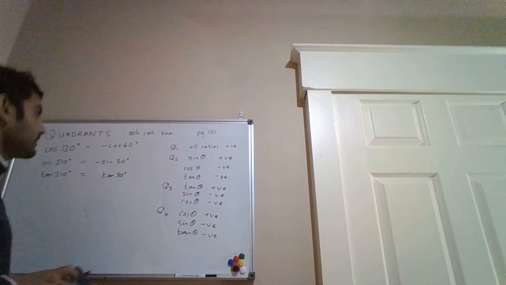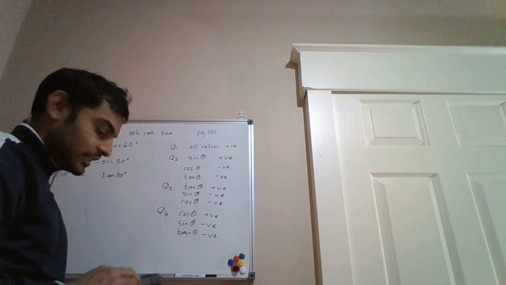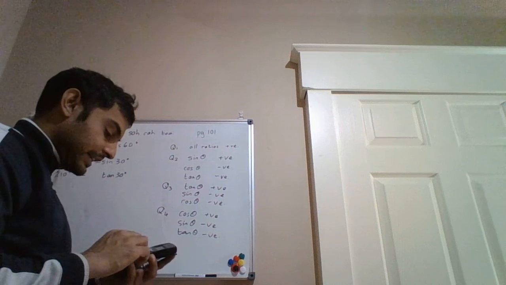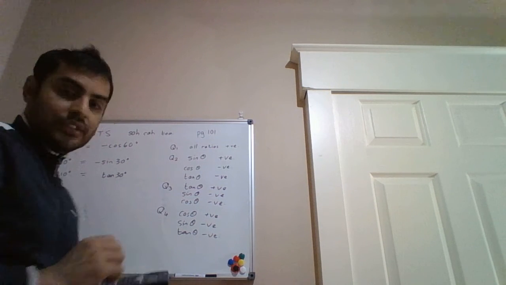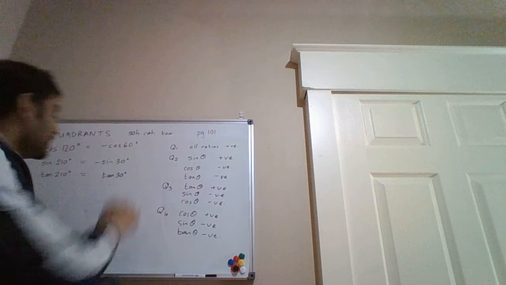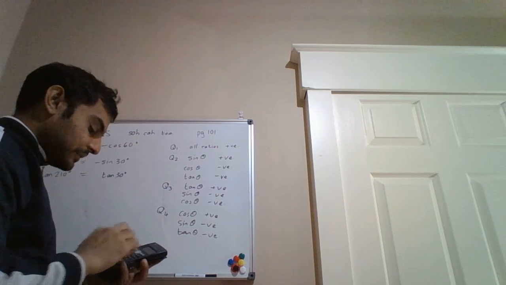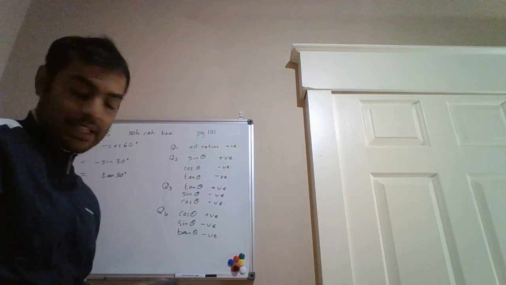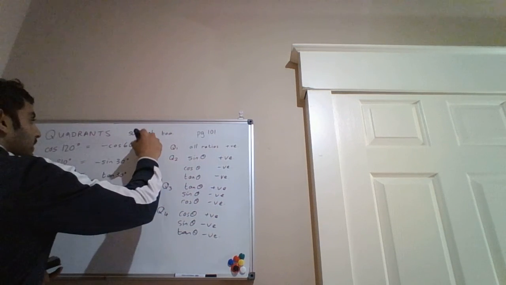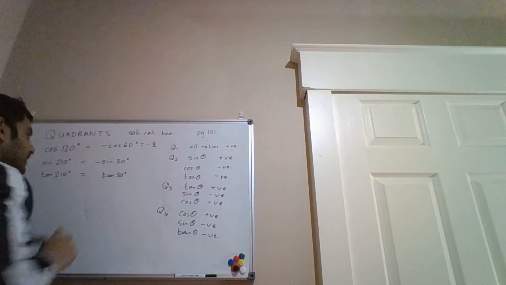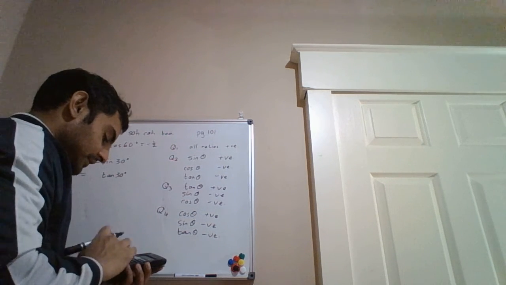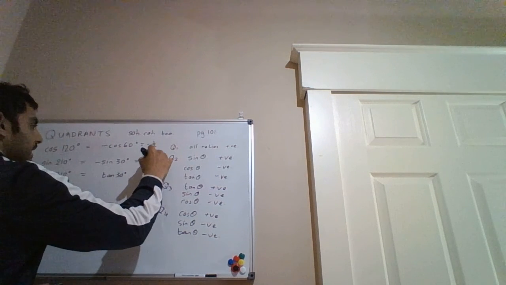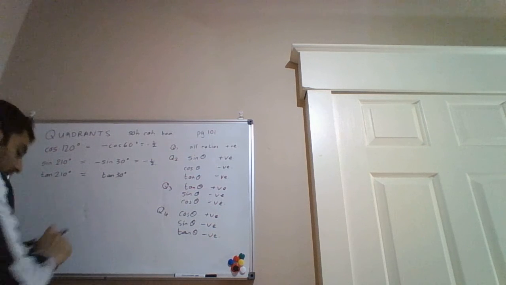And now we can double check our final answers. If you were to type in cos 120 on the calculator, you get negative a half. And if you type minus cos of 60 on the calculator, you get the same thing. For this ratio, you would get negative half.